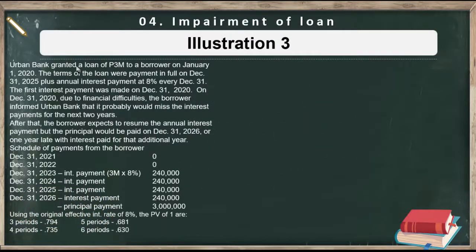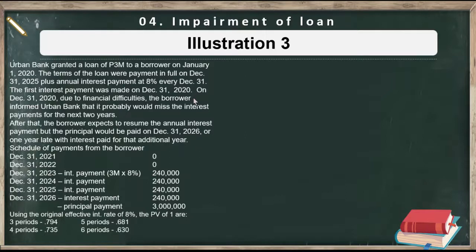So Urban Bank granted a loan of 3 million to a borrower on January 1, 2020. The terms of the loan were payment in full on December 31, 2025 plus interest payment at 8% every December 31. The first payment of interest would be on December 31, 2020.